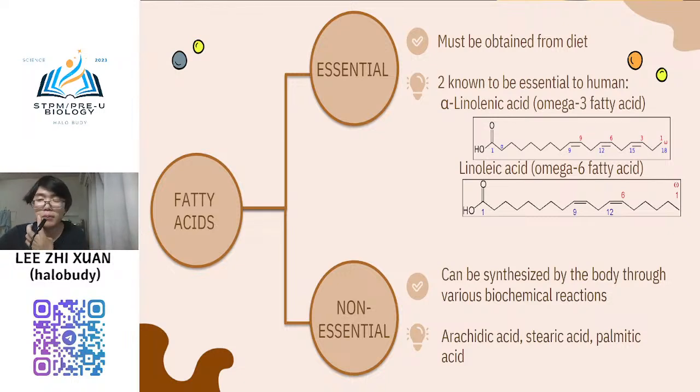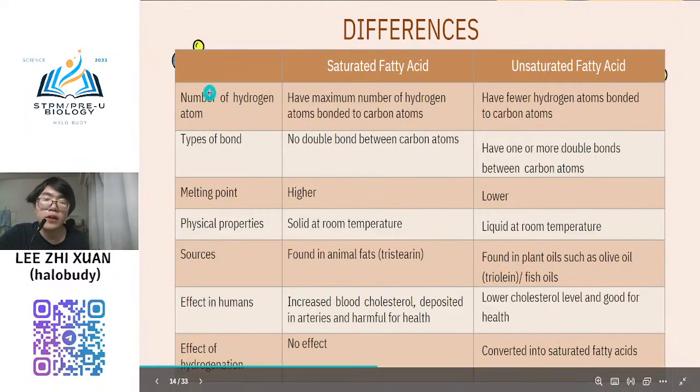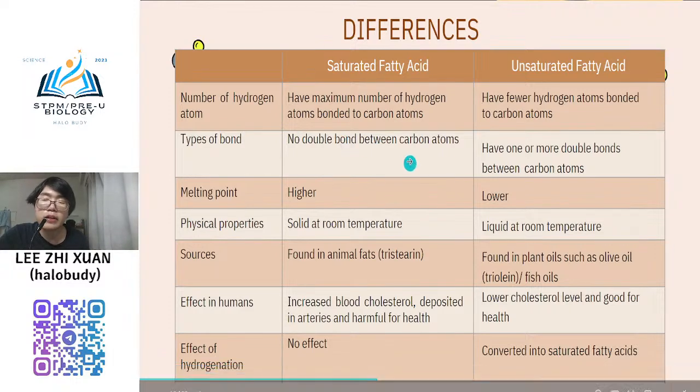Examples are plant oil, like omega-3, omega-6, and fish oil. All of these you normally need to obtain from the outside, because our body cells cannot produce this kind of fatty acid. Okay, so this is a general difference of fatty acids between saturated and unsaturated.